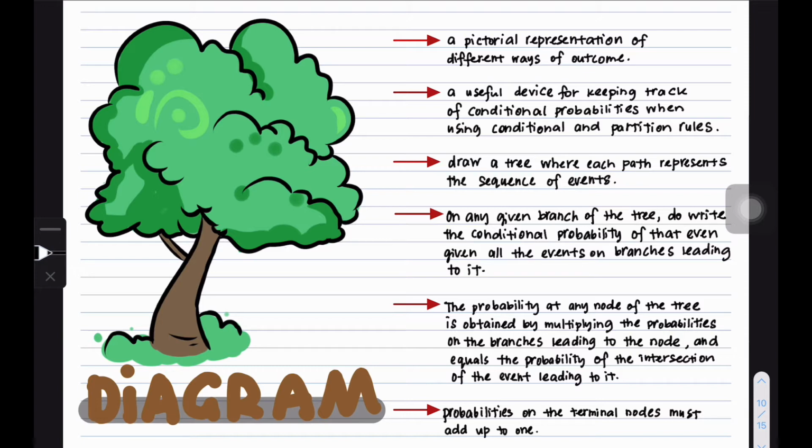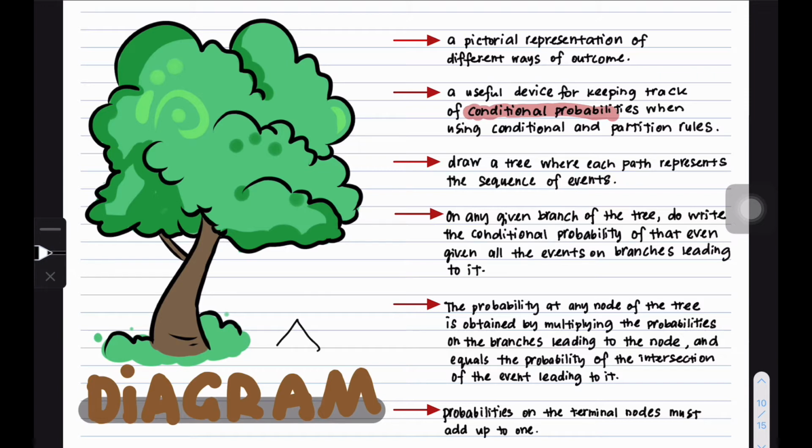So a tree diagram is a useful device for keeping track of conditional probabilities. So this is what I was saying. It will make it easier for us to read conditional probabilities when using the conditional and partition rules. Draw a tree where each path represents the sequence of events. So it must represent a sequence.